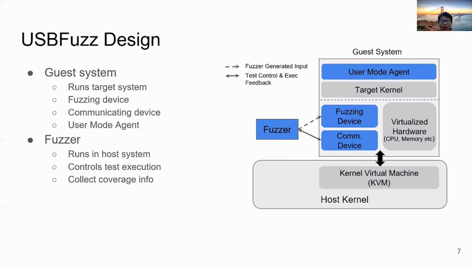The communicating device exports a memory area in the fuzzer to the guest system so that the guest system can record coverage information. And the user mode agent component running in the user space of the guest system communicates with the fuzzer. The fuzzer runs in the host operating system and controls the execution of tests. If coverage collection is supported by the guest, it also collects coverage information.